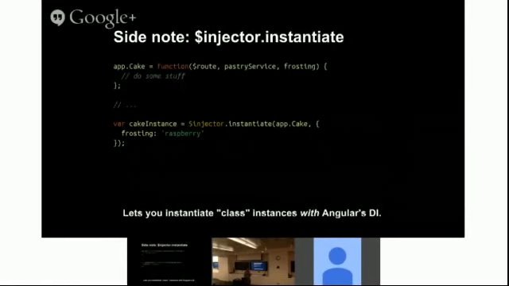And the way we do that is with $injector.instantiate, you pass it the constructor, and then you can also pass it another object that is the parameters that will be injected. So if you don't specify something, it's going to fall back on whatever the default is. So in this case, I'm only specifying frosting, which is like a setting for the cake class. And Angular is automatically going to figure out that $route and pastry service are already services that have been registered.